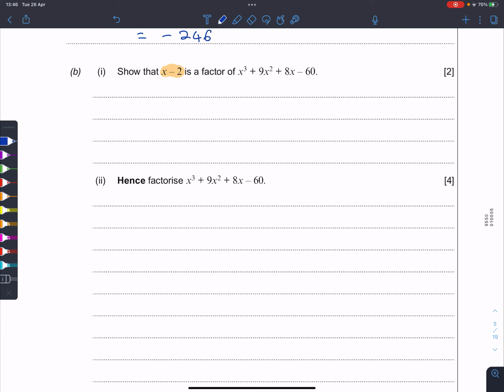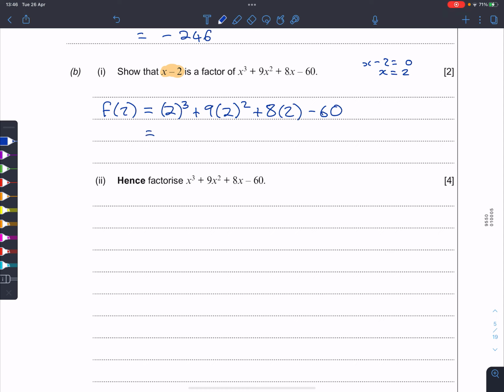Okay. In the same way, if I want to show that x minus 2 is a factor, then the value I need to substitute in is what makes x minus 2 equal to 0. So I'm going to substitute in x is 2. So I'll try f of 2. So this is 2 cubed plus 9 lots of 2 squared plus 8 lots of 2 minus 60.